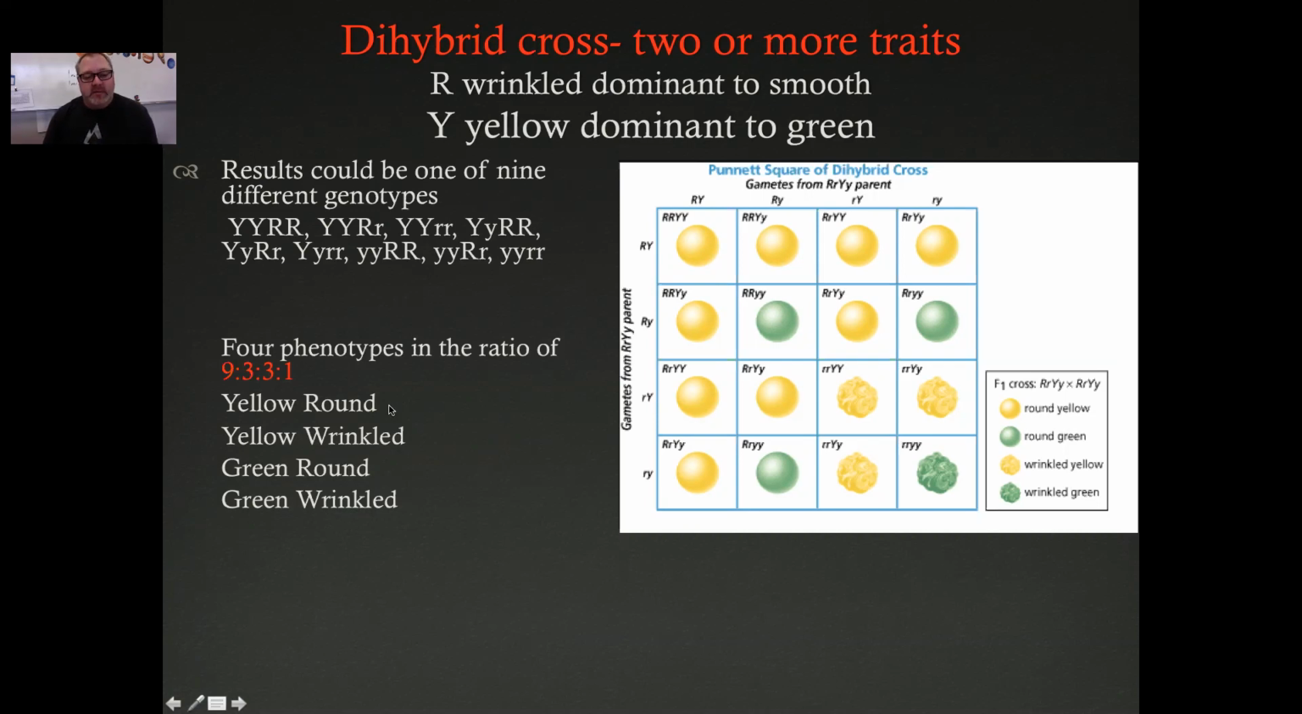But of the phenotypes, there could be 4 different phenotypes: yellow and round, yellow and wrinkled, green and round, or green and wrinkled, okay? But there could potentially be 1, 2, 3, 4, 5, 6, 7, 8, 9 different genotypes, okay? So the ratio for the genotypes then would be 9 to 3 to 3 to 1. If we were to look at these, that's what it will look like. But there's only 4 phenotypes, okay? Yellow and round, yellow and wrinkled, green and round, green and wrinkled.